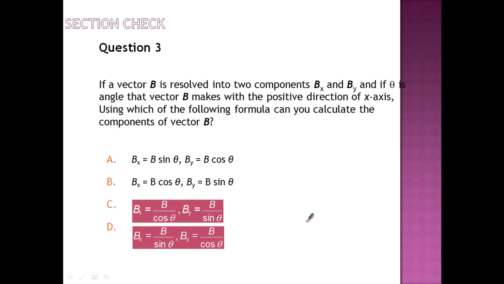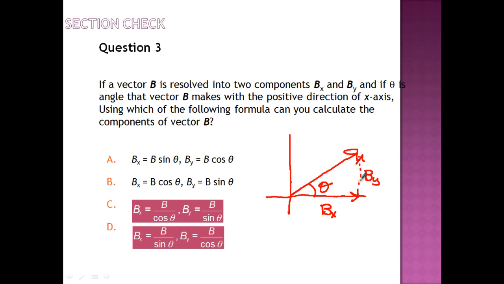Question 3. If a vector b is resolved into 2 components, bx and by, and if theta is the angle the vector b makes with the positive direction of the x-axis, using which of the following formulas can you calculate the components of vector b? So what it's saying is, I have a vector. It goes like this. It makes an angle like this. It wants to know how I can find by and bx.